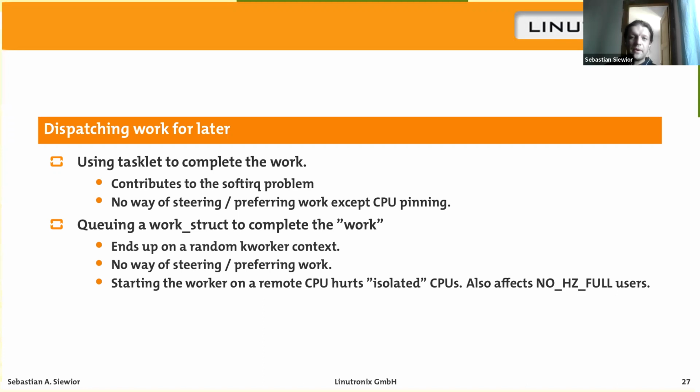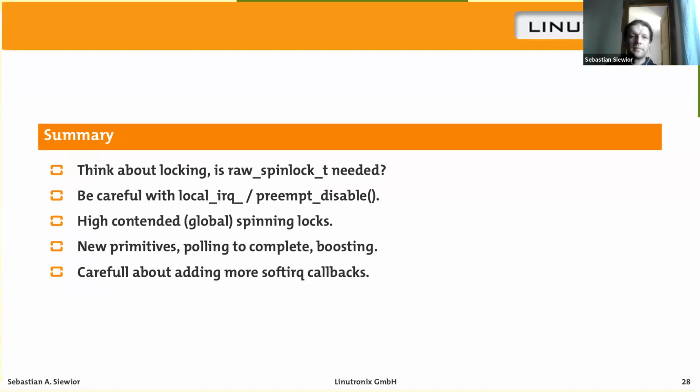Another thing that is bad, from the worker point of view, is if the worker is started on remote CPUs without any relation. If the RT task is run on one CPU, trying to run isolated, and some random task decides to run this worker on this isolated CPU, then it would either starve if the priority is lower, or preempt the RT task, which is also not what we want. So these are a few things that should be avoided while using the dispatching work for later mechanism.